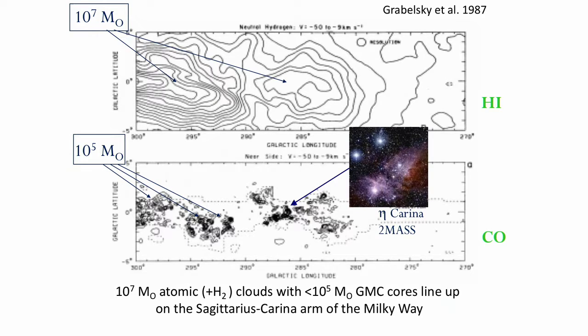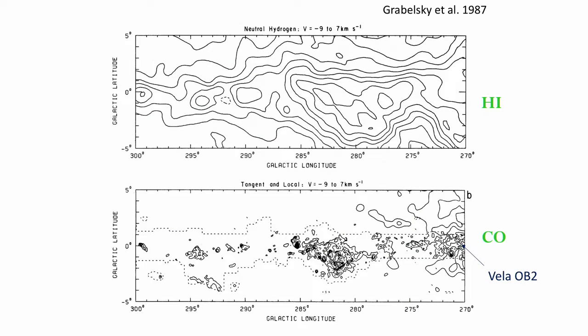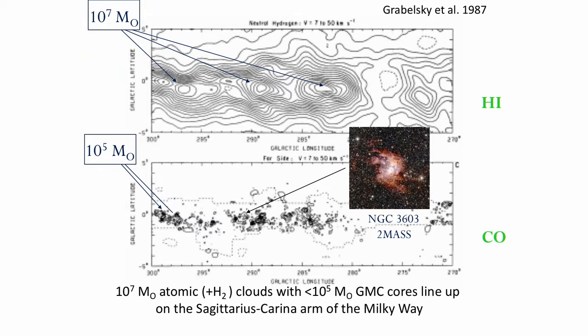Now this shows zero velocity, so we're at the solar circle, again 270 to 300. Here's a big H1 blob. Here's another one. Vela OB2 is over here. This is CO. This is H1. If we go further in distance now, so now we are at positive velocity, so we're outside the solar circle, again, still in the 4th quadrant, 270 to 300. H1 blobs, each of these are 10 to the 7th solar mass H1 blobs. They all contain their cores of CO.